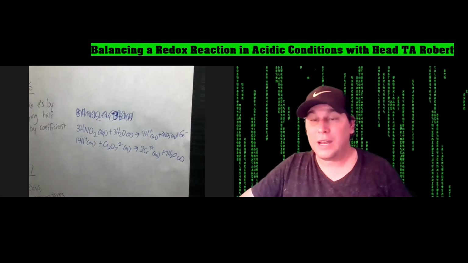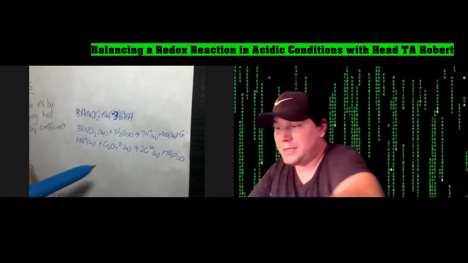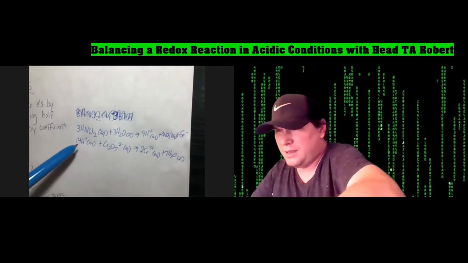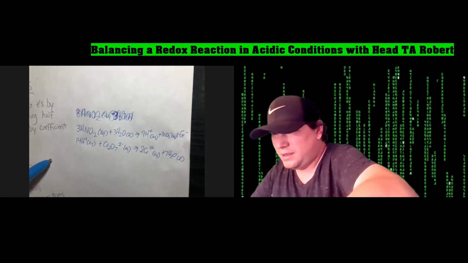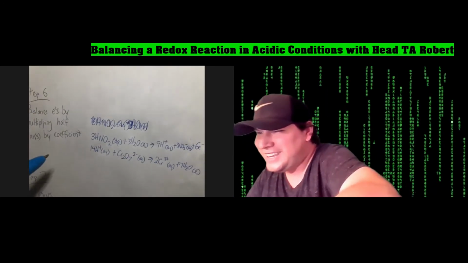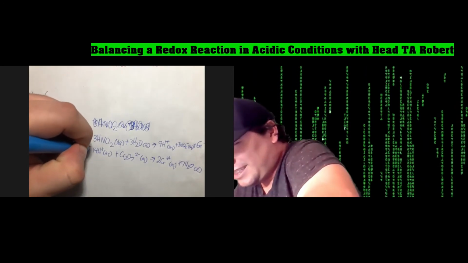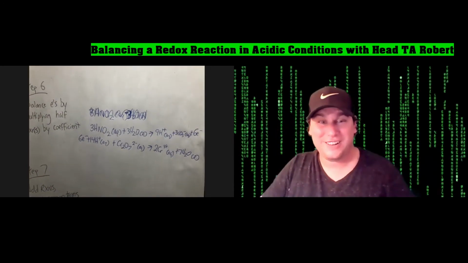There we go. And now let's just check that the electrons are the same on both sides. So 6 on the right. And then I forgot to add that 6 electrons there, 6 on the left.